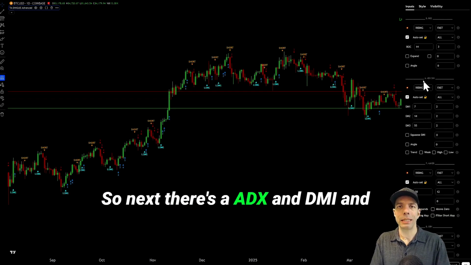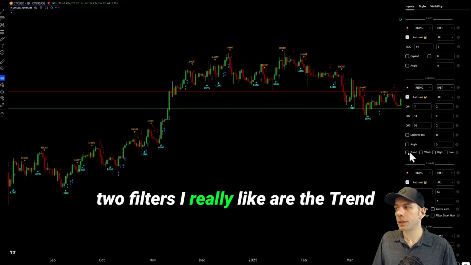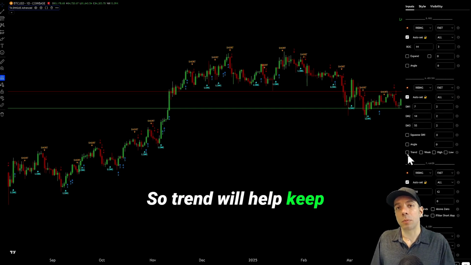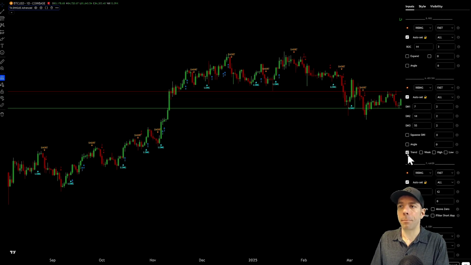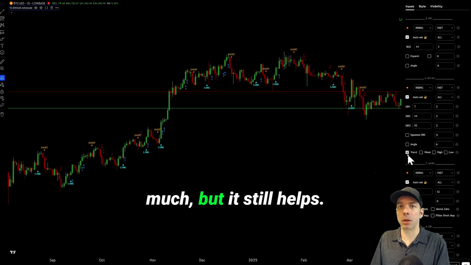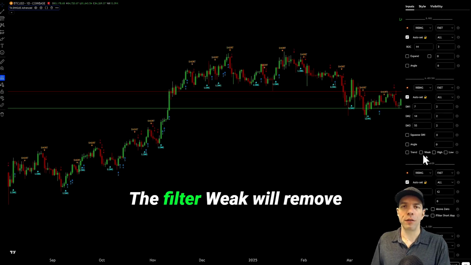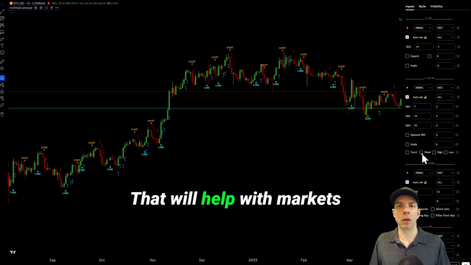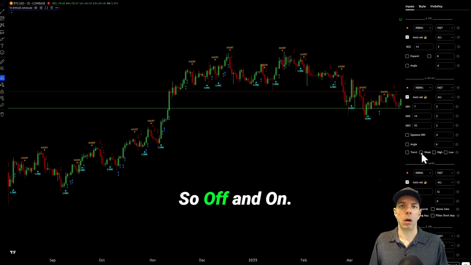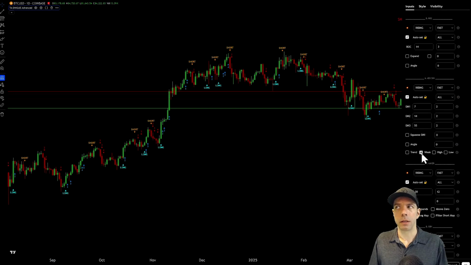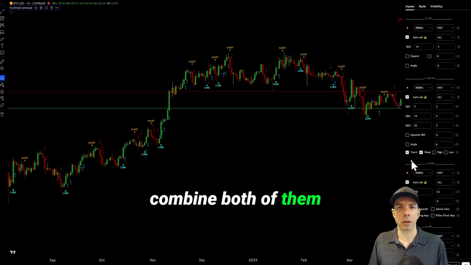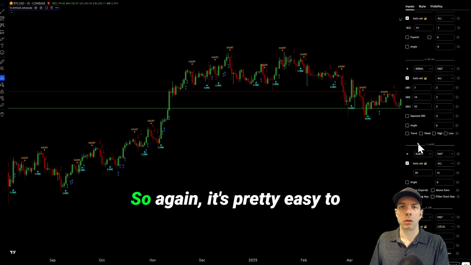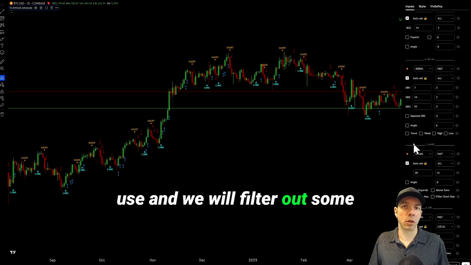So next there's ADX and DMI, and two filters I really like are the trend and weak filters at the bottom. So trend will help keep the trend a little longer. Doesn't remove that much, but it still helps. The filter weak will remove when the ADX is too weak. That will help with markets that are undecided. So off and on. And as usual, you can combine both of them just like this. So again, it's pretty easy to use and it will filter out some of the noise in the market.